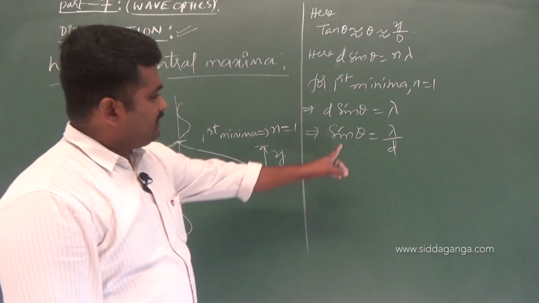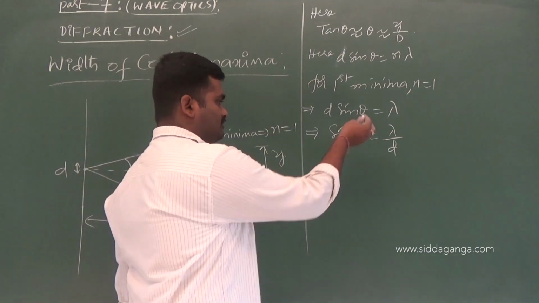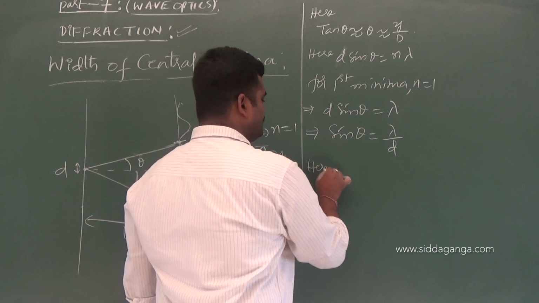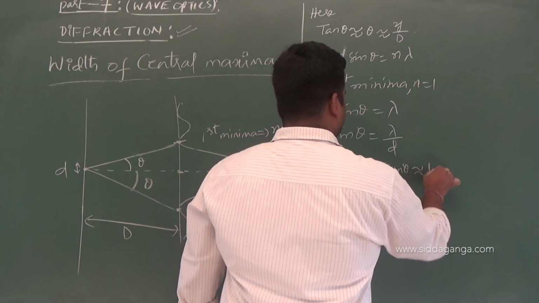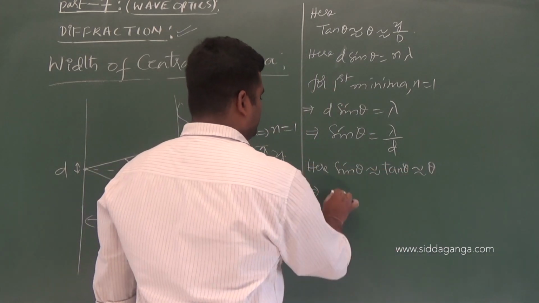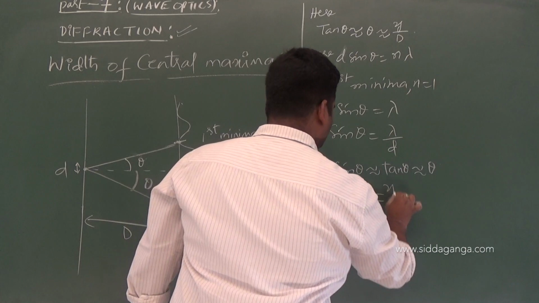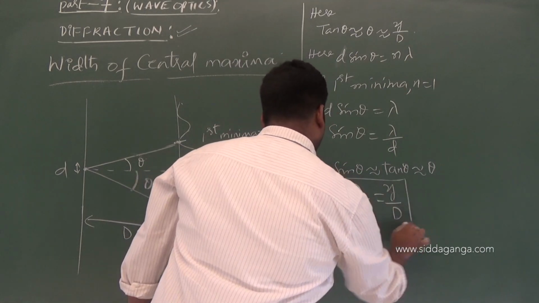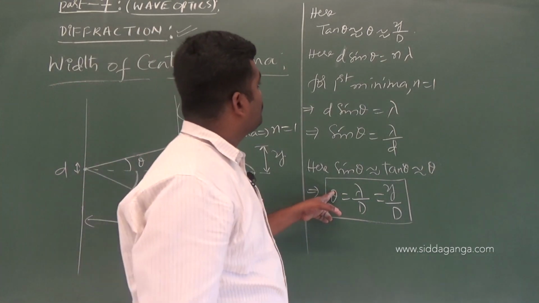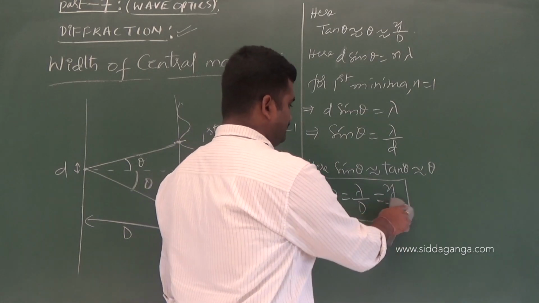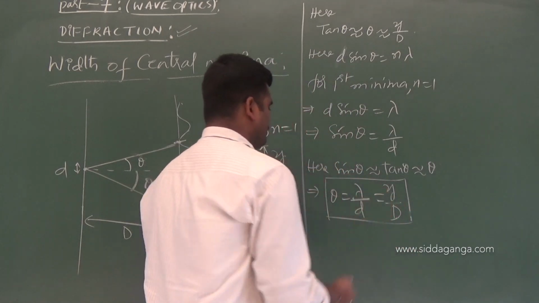Okay, now sin theta is almost equal to theta, equal to tan theta under paraxial approximations we have studied, or for small angles, right? Here sin theta is almost equal to tan theta is almost equal to theta. So from this I can write theta equals lambda by d, or you can also equate it to this value y by D. This is the standard equation for the minima condition. While you are finding these values, this is the equation to be remembered. Theta equals lambda by small d equals y by capital D. Theta equals what?